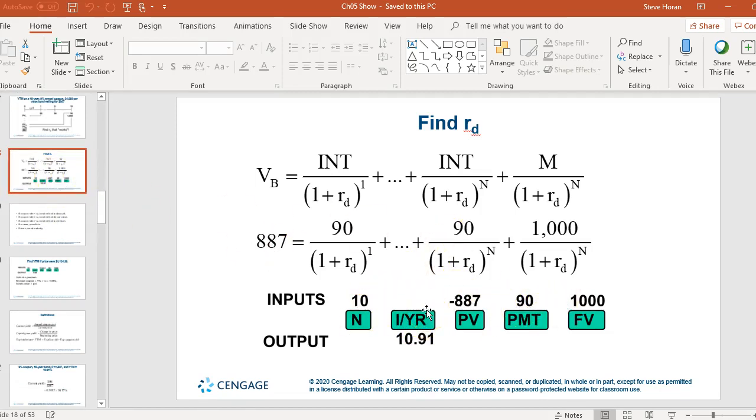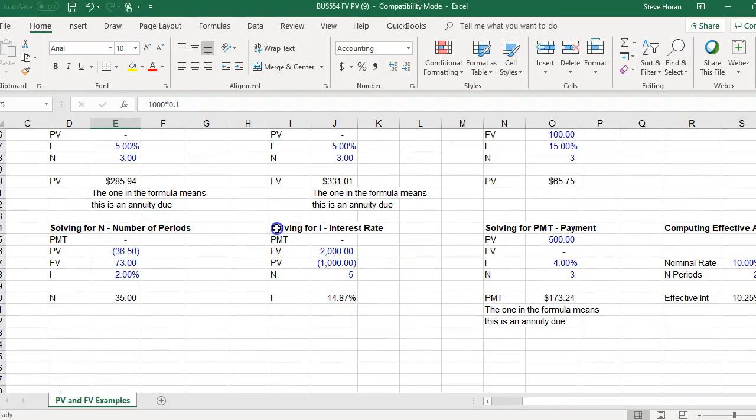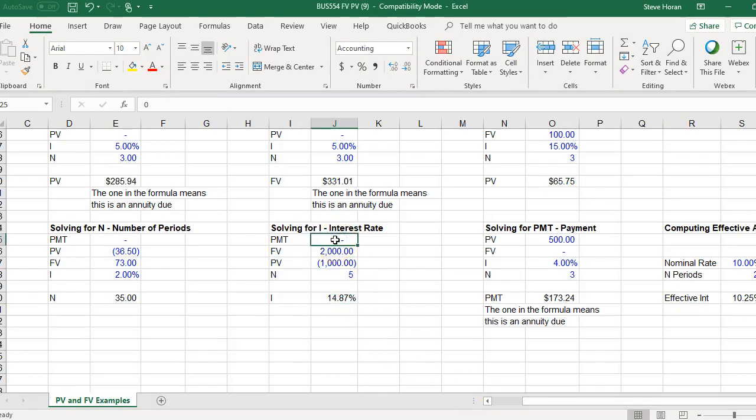So we want to just go back to my Excel file, and we've used a formula already, and it's called the rate formula. So let me scroll down, and I'm going to solve for I, interest rate. If I solve for this, that'll get me to my YTM. So let's go back and look at the inputs. So it's 10 years, present value is 887, payment of 90, future value of 1,000. Okay, and I get 10.91.